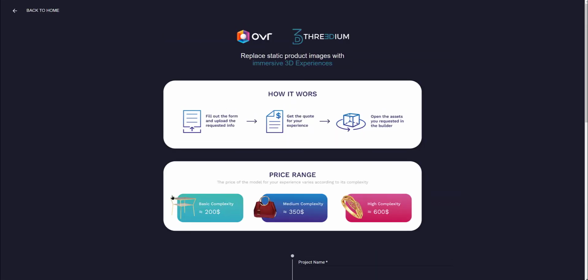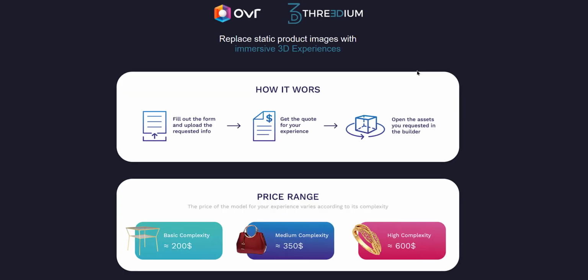If you click on new 3D, you can replace static product images, which basically just means you took a picture with your camera. Let's say you took a picture of your dog or a chair or a table. In this example here, it's like, oh, how does this work? Well, fill out the form and upload the requested information, which means upload a picture of what you want to be 3D. You get a quote on what it would cost someone to create that image in 3D. And then you open the assets you requested in the builder, okay? Or you can do what I'm about to show you and do it yourself.